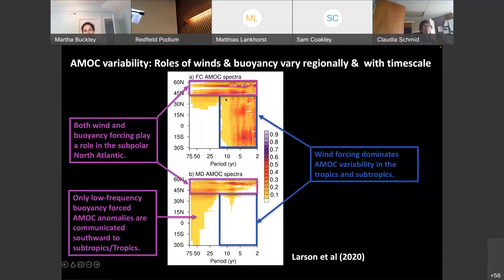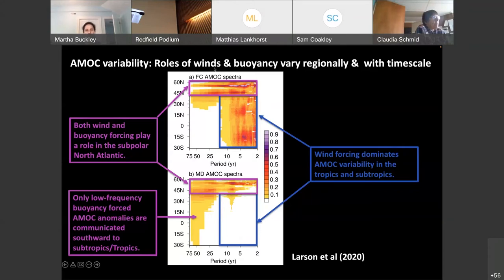So first, if you look at the blue boxes, this is the tropics and the subtropics. You can see the fully coupled model results are shown in the top, and the mechanically decoupled model results are shown in the bottom. What you can see is that this very high variance of the AMOC on interannual timescales is seen in the fully coupled model, but it's absent in the mechanically decoupled model. So that means that we can ascribe those AMOC variations to wind forcing.